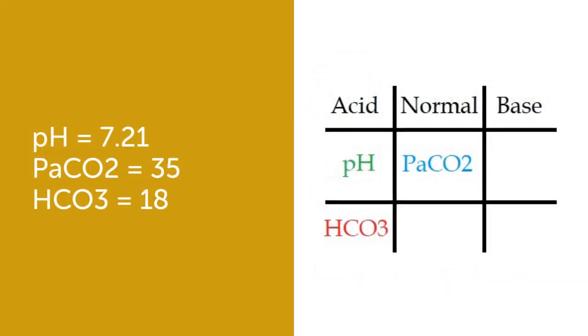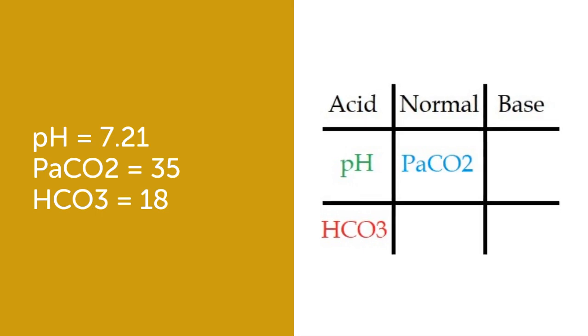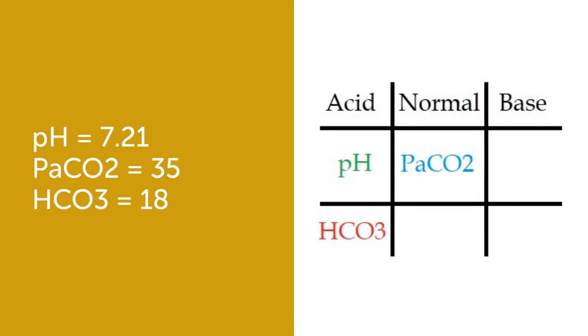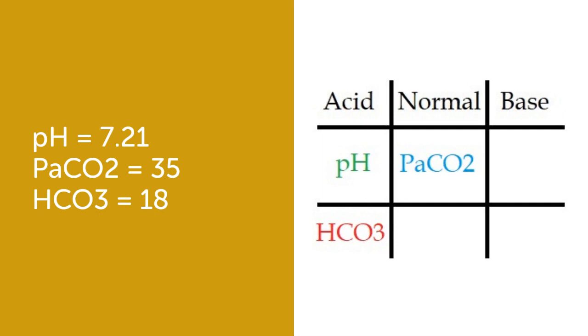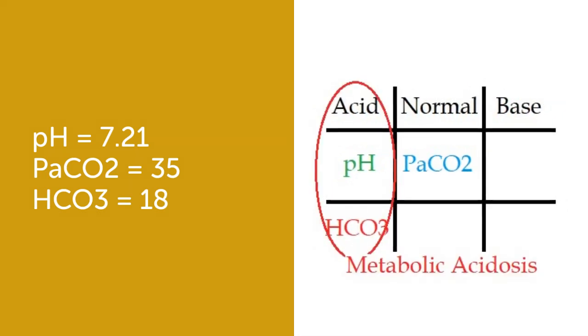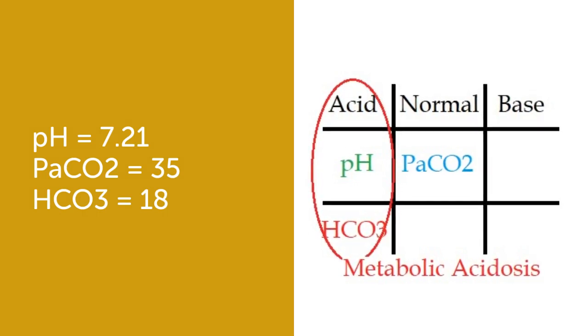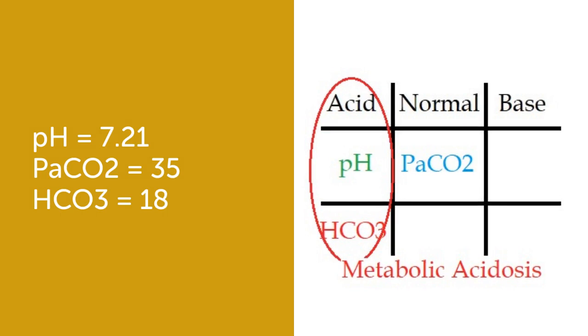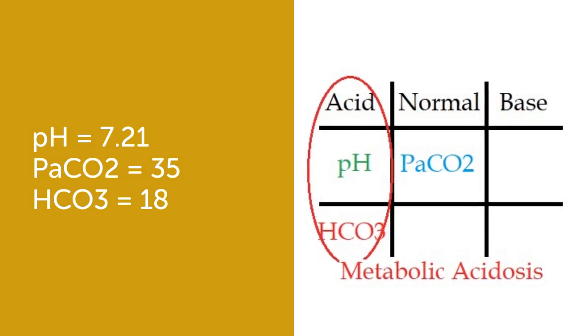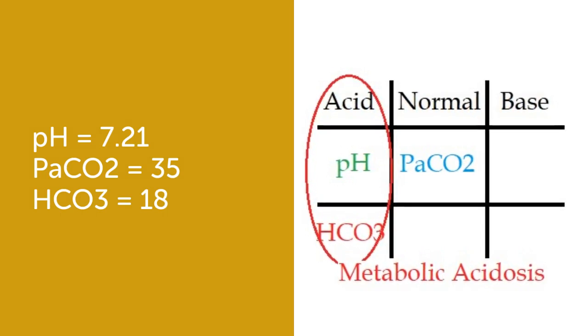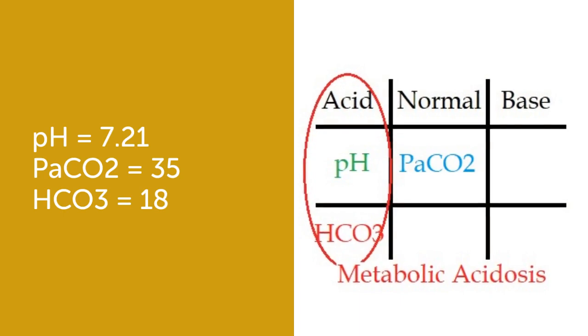In this example, pH is 7.21, so it's acidotic and goes in the acid column. PaCO2 is normal at 35, and so it goes in the normal column. Bicarb is 18, which is in the acid range, so it goes in the acid column. So in this example, pH and bicarb are both in the acid column, and PaCO2 is in the normal column. Because bicarb represents the metabolic value, we have a metabolic acidosis.